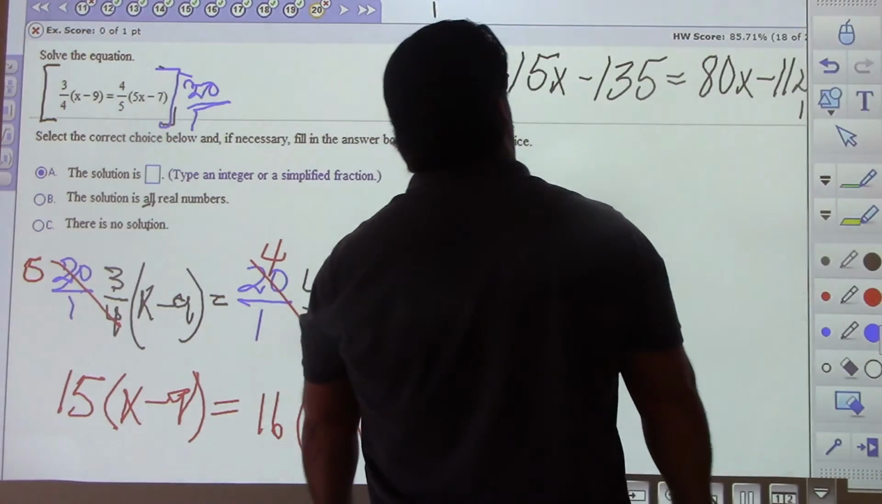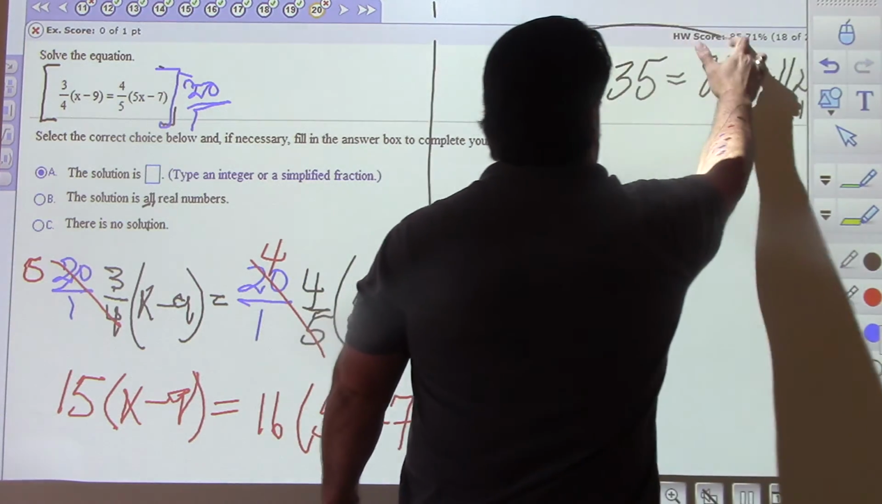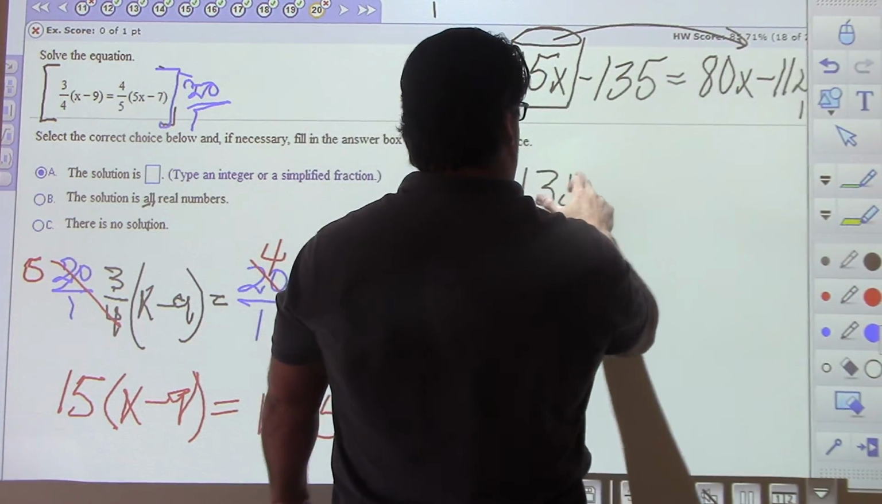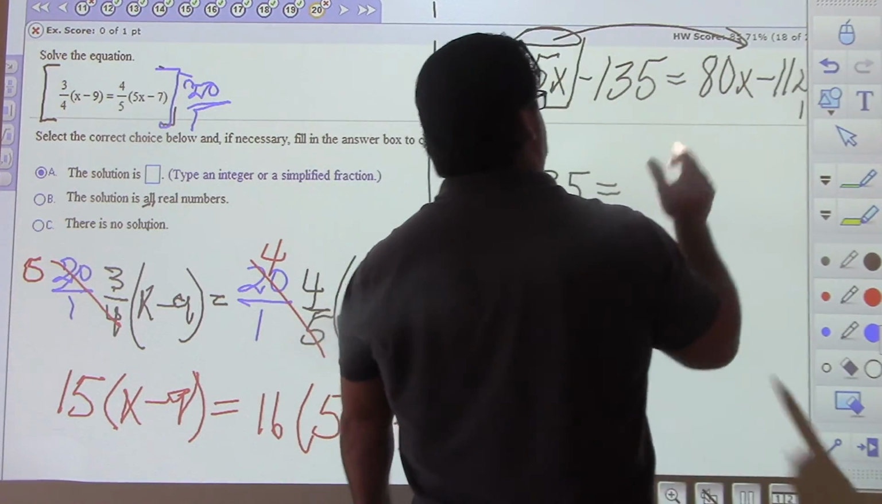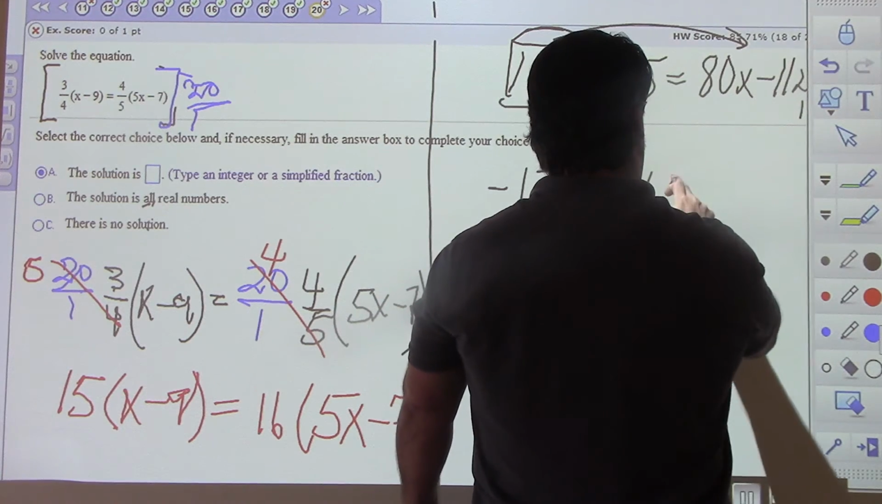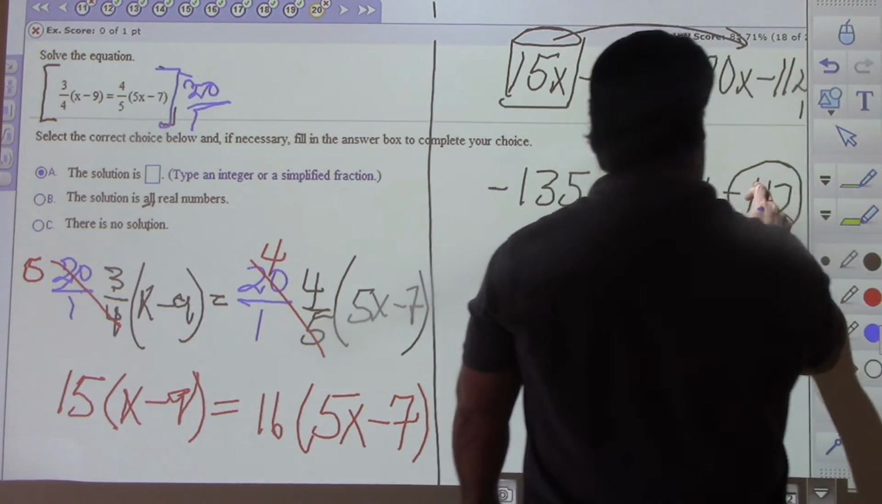Which one's the smallest bucket? 15x is your smallest bucket. So take it across the river. We get negative 135 equals, what is 80 minus 15? 65x minus 112. Take the 112 across the river.